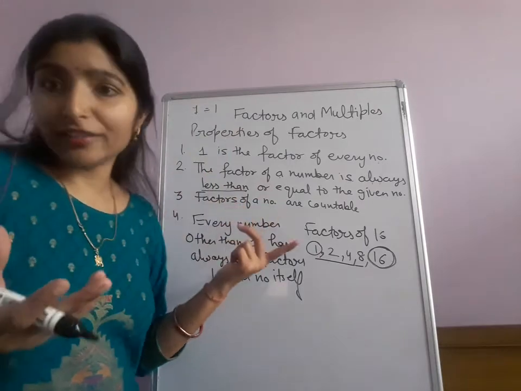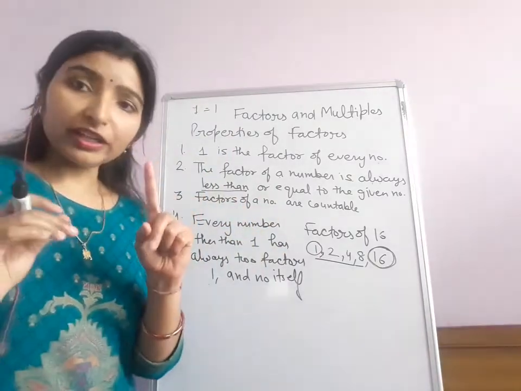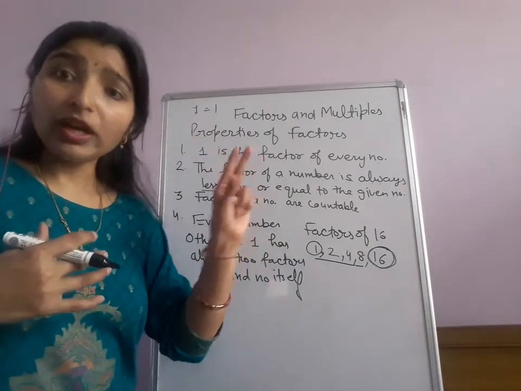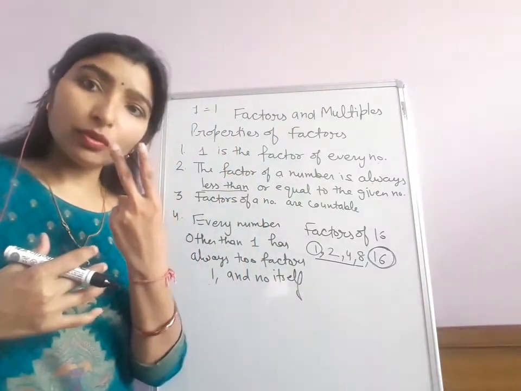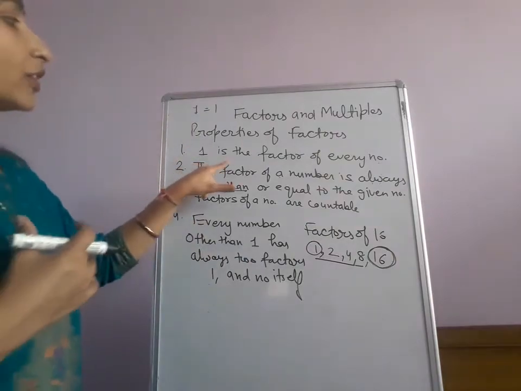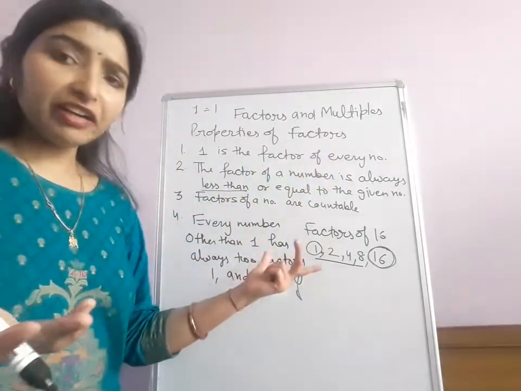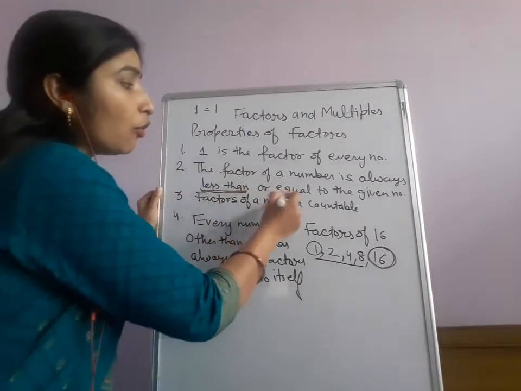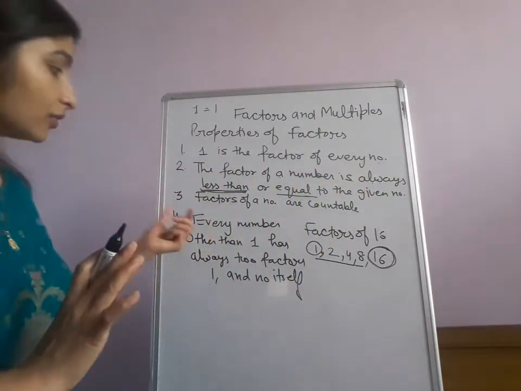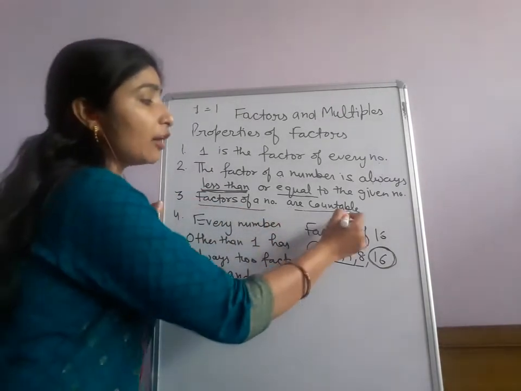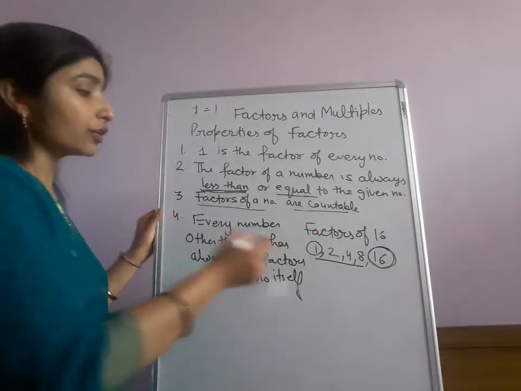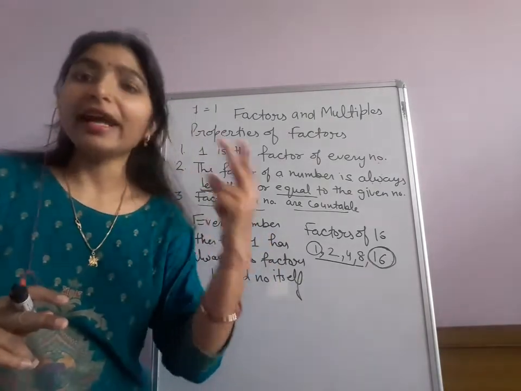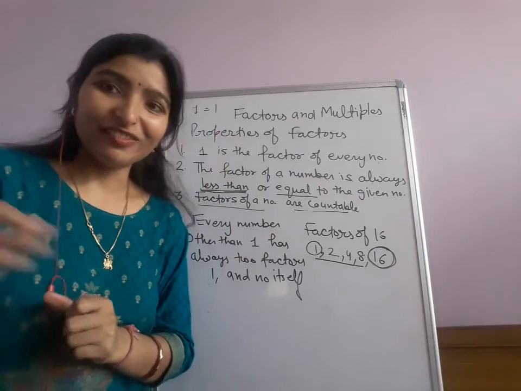1 will not come in other table. So 1 has only one factor. Other number, whatever will be the whole number, all have at least two factors. Okay. So first is 1 is the factor of every number. 1 can divide every number. Second is all the factors are less than or equal to the given number. Third, factors are countable. And fourth, every number has at least two factors, 1 and the number itself.